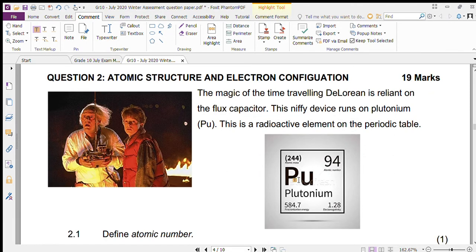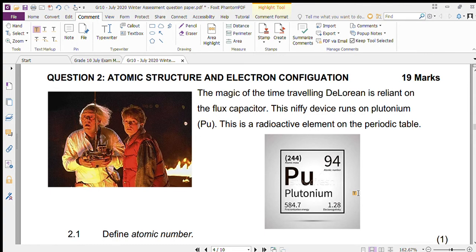Let's look at question 2. Question 2 has got to do with atomic structure and electron configuration. And I know you did this a long time ago, okay? But if you studied your notes and you did the past exam papers, this particular question I felt was a breeze, to be honest. Very, very easy.